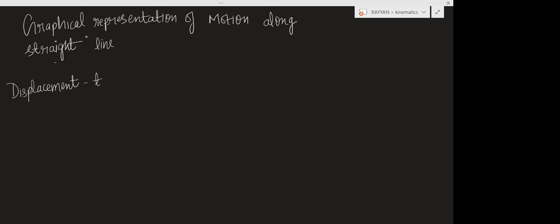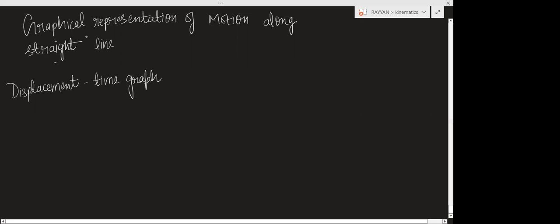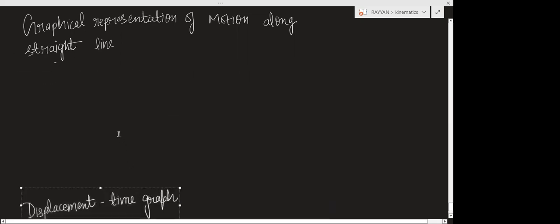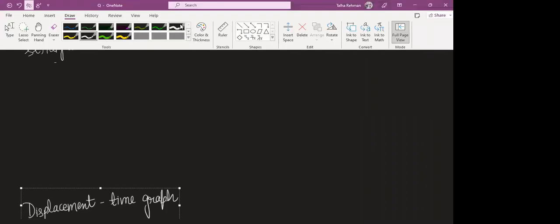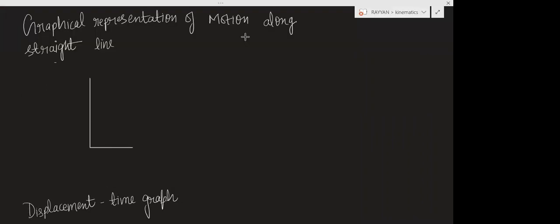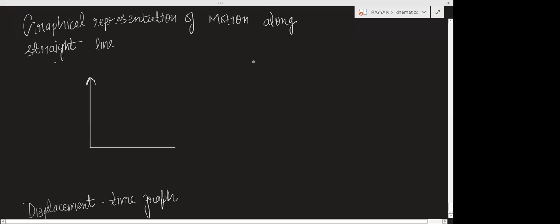Displacement time graph. Before the displacement time graph, I want to tell you one thing. We will take two axes, like this. This axis is y-axis. This axis is x-axis.